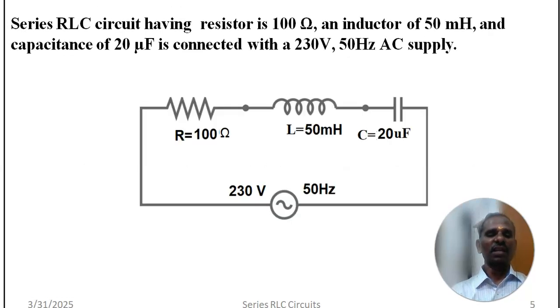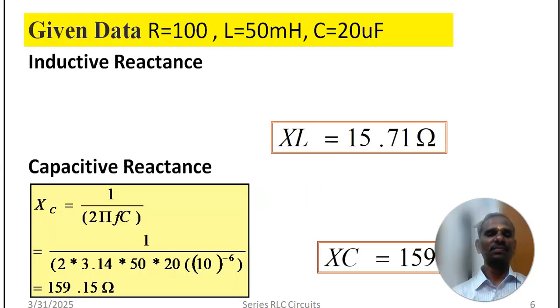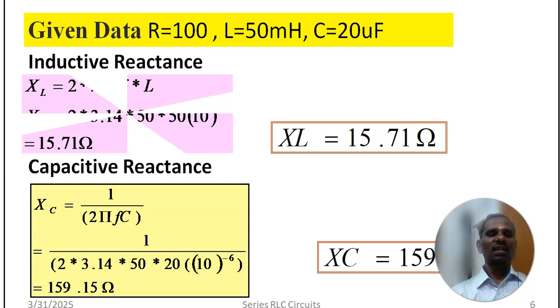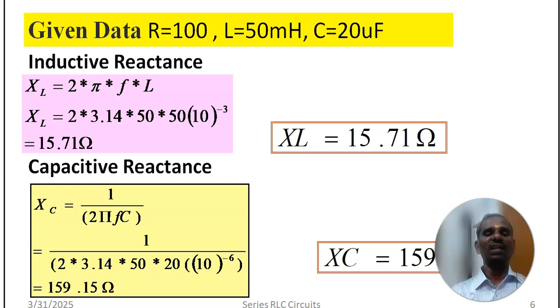So we already know that R is equal to 100 ohms, L is equal to 50 millihenry and C is equal to 20 microfarad, which are connected in series. All the three elements are connected in series, with the 230 volt, 50 Hz supply. So from the given data, R is 100 ohms, L is 50 millihenry and C is 20 microfarad. First we need to find the inductive reactance.